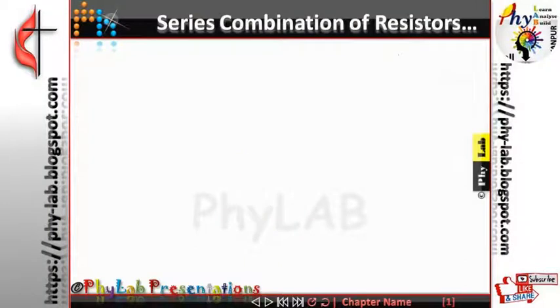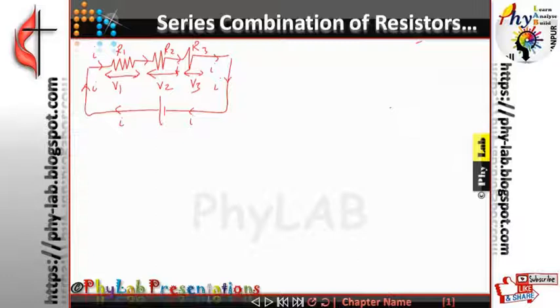Students, let's now try the series combination of resistors. So what we have got, we have taken three resistors R1, R2 and R3, all connected in series. How do you know that they are connected in series? If there is a battery of V volt, and this battery sends a current I, the current I flows through each resistor the same.